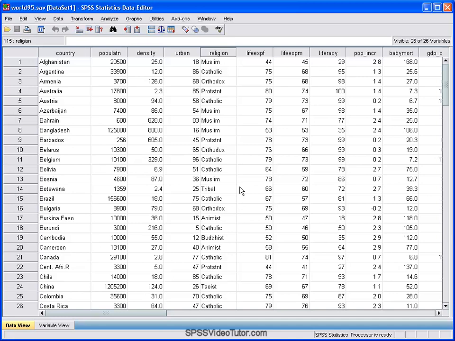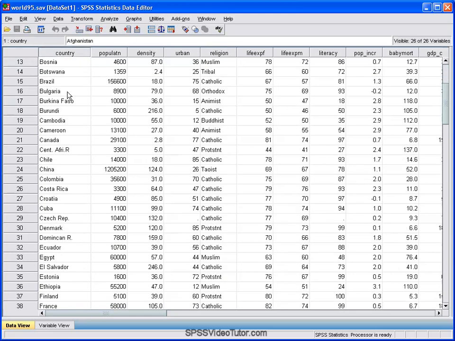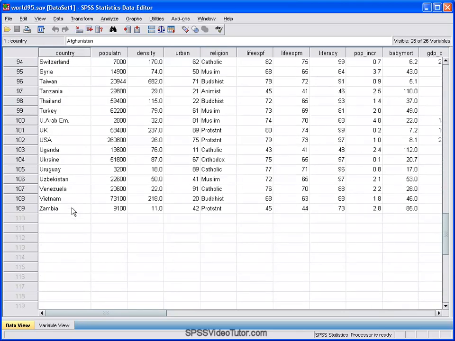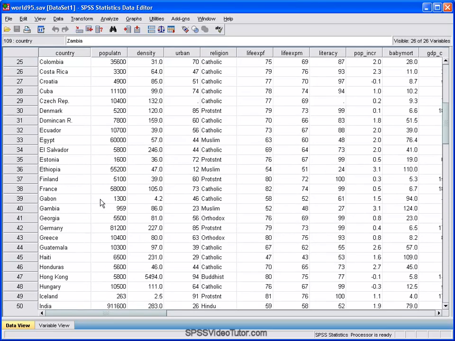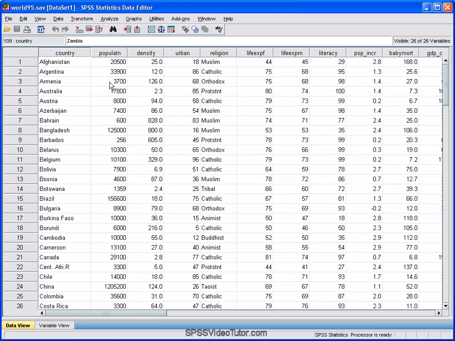In this demonstration, I will use a data file called world95.sav. You can find it in the SPSS sample data folder. This data set has information on 109 countries, from Afghanistan all the way to Zambia. It includes statistics on population, population density, religion, life expectancy, and so on and so forth.